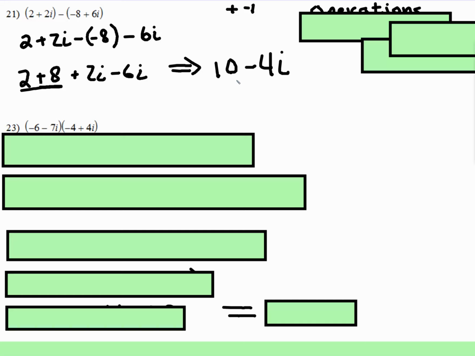So 2 plus 8 is 10. 2i subtract 6i is -4i. So this right here is the simplified. All we did is combine like terms.